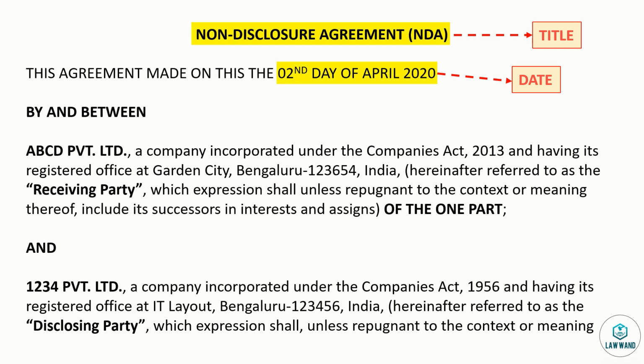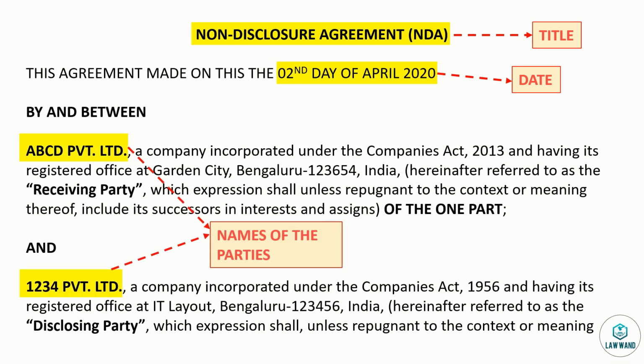Well, next comes the names of the parties. They are used numerous times throughout the contract papers. So, for convenience, these names can be shortened. For example, if one of the parties is ABCD Private Limited, it can be mentioned as the company or the receiving party in the subsequent lines. But this point must be clarified in the beginning itself, like the way it is shown in this example.